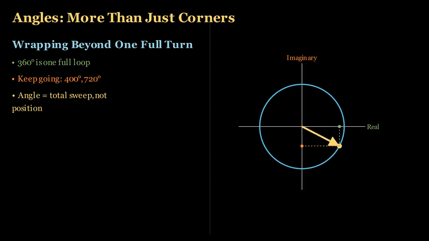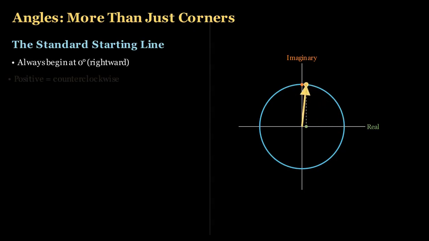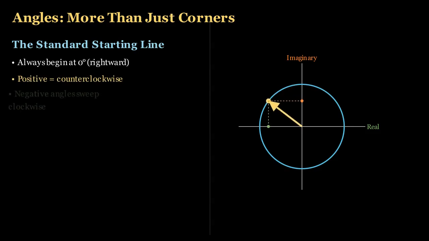The angle measures the total rotation. By always starting from the rightward ray, we all speak the same language. Sweeping counterclockwise gives a positive angle, sweeping the other way gives a negative one, like rewinding the spin.